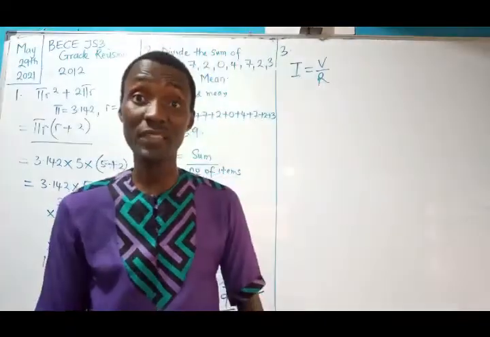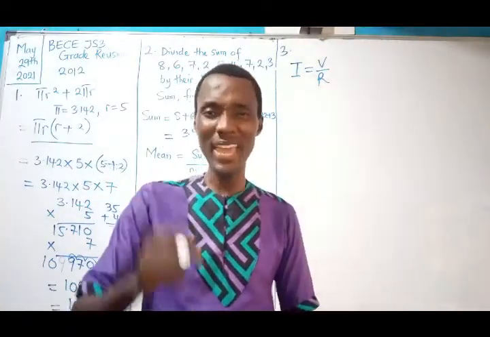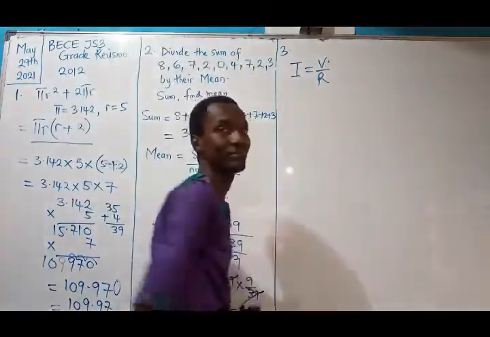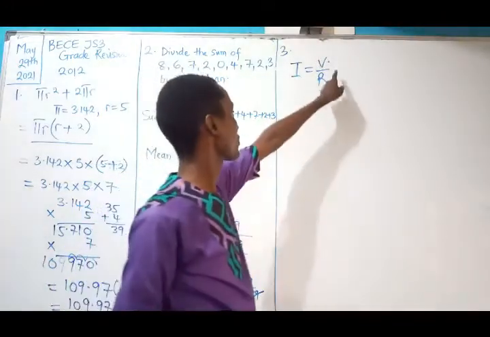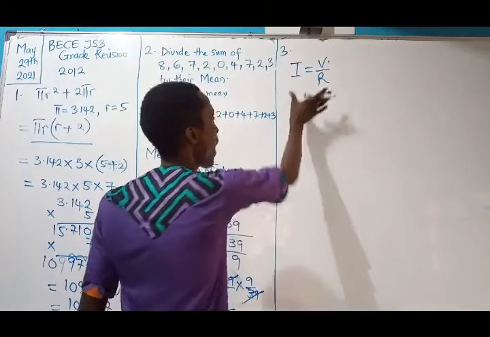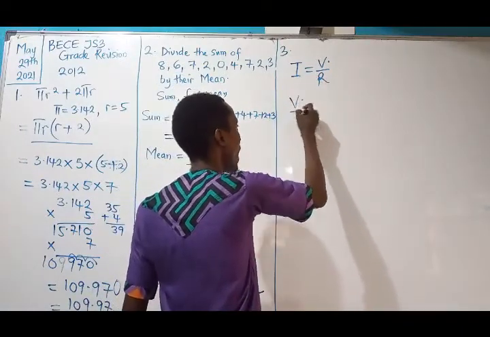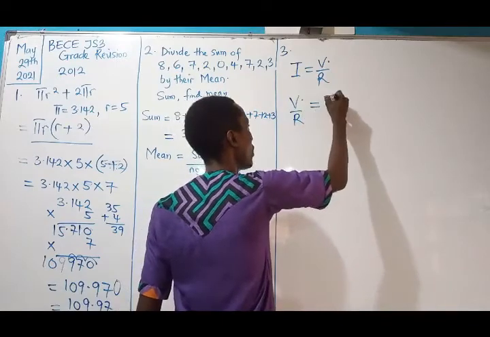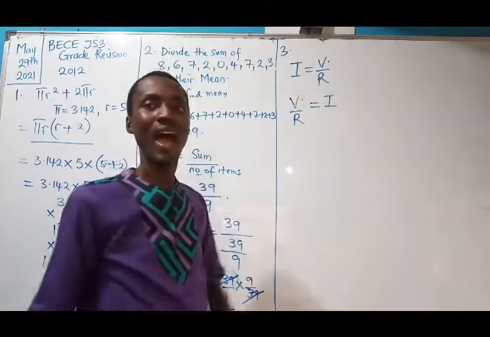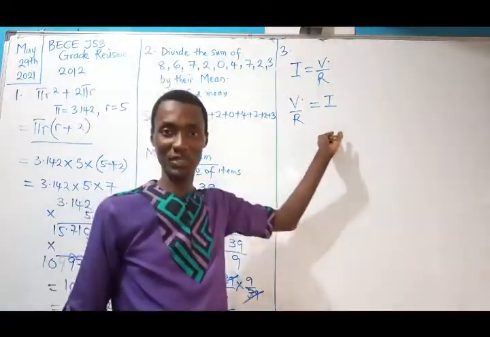Now the first question there says what? Make V the subject of the formula. So this is the subject we want to have. This is what we're interested in doing. So to do that, I'll first of all rewrite this. This becomes what? V over R being equal to what? I. Now, I can use balancing method.